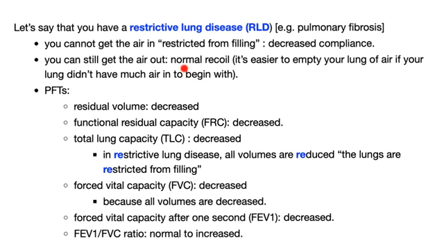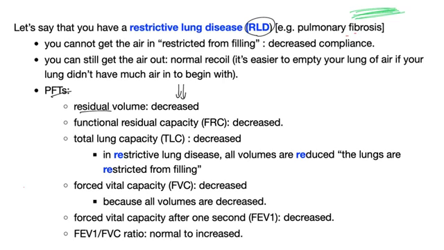You can still get the air out. It's normal recoil. I try to think about it theoretically, just for me, as increased recoil. So it's easier to empty your lung of air if your lung didn't have as much air to begin with. Also, if it's a fibrosis, you have more fibers in your lungs, and this is going to increase the recoil. Again, this is theoretical. PFTs, residual volume decreased. All of the volumes and capacities are decreased in restrictive lung disease.